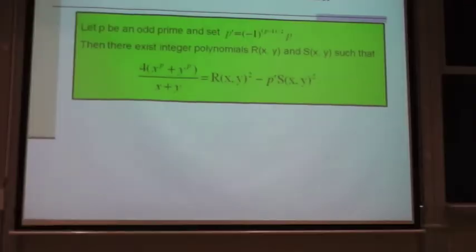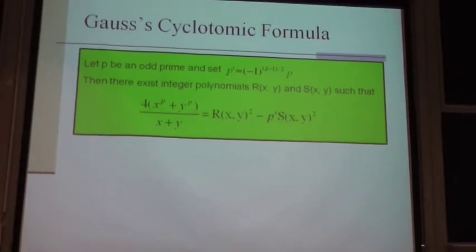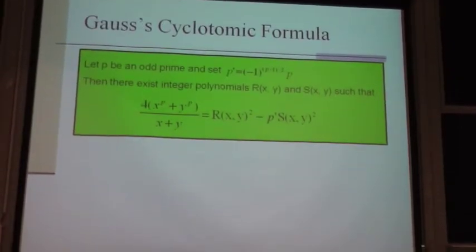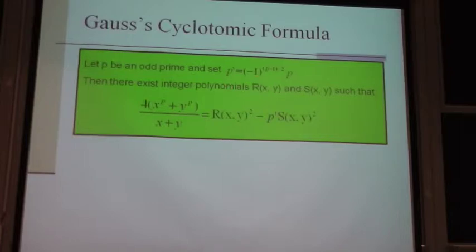All right, something different for the number theorists in the crowd. Here's an old result which hasn't gotten a lot of attention as far as I know, Gauss's cyclotomic formula. So p is an odd prime. p star will be p times possibly minus 1. And the claim is if you build this expression, this has to be a polynomial because p is odd, so the x plus y will divide into there. You can always write this as the square of a polynomial with integer coefficients minus the same kind of thing times the p star. Now, how could you motivate something like this experimentally?